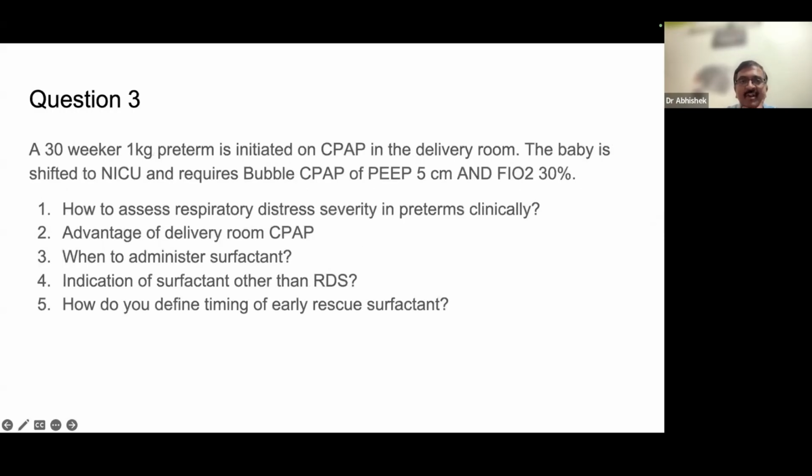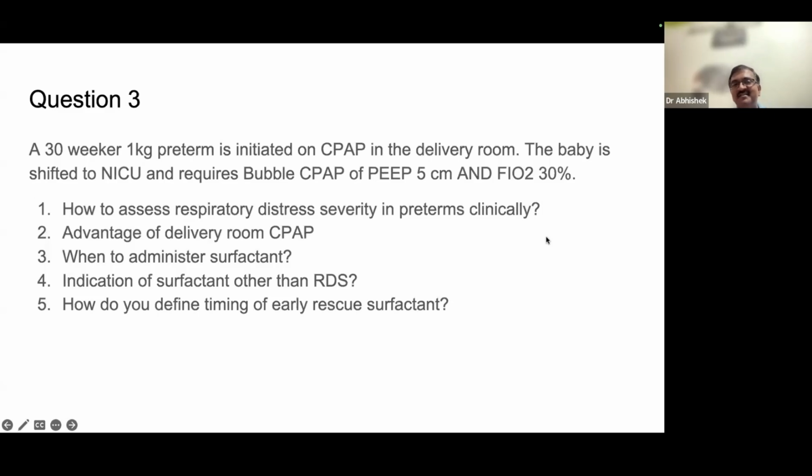You have a 30-weeker, 1 kilo preterm initiated on CPAP in the delivery room. The baby is shifted to NICU, requires bubble CPAP, PEEP of 5 centimeters, and FiO2 of 30%. How do we assess respiratory distress severity in preterms clinically? Most of you have answered Silverman-Anderson score, right? What's the advantage of delivery room CPAP? FRC.